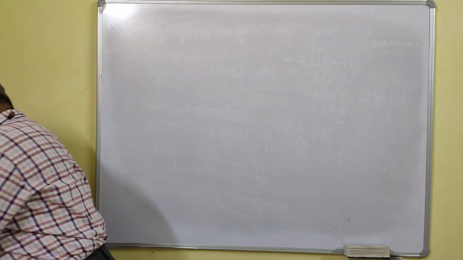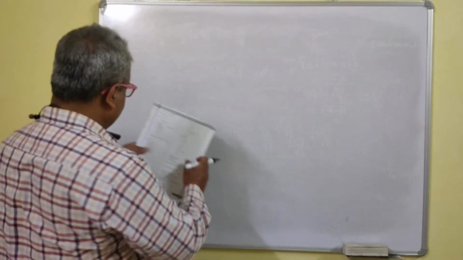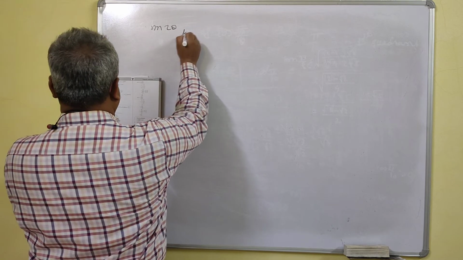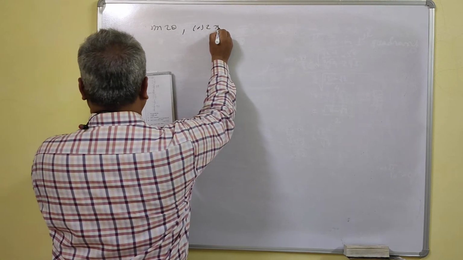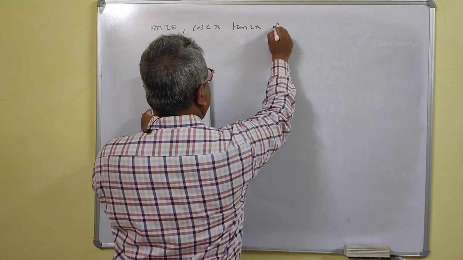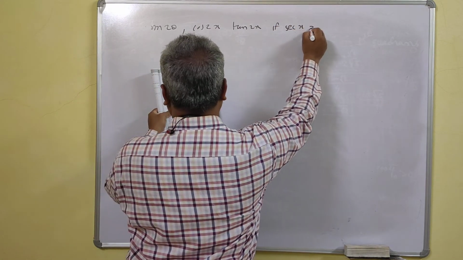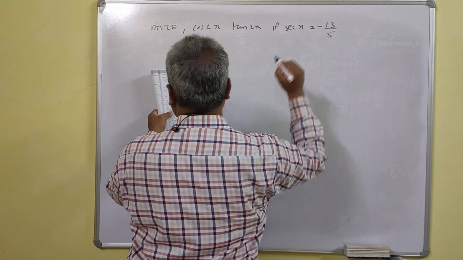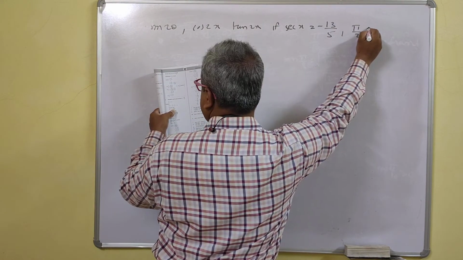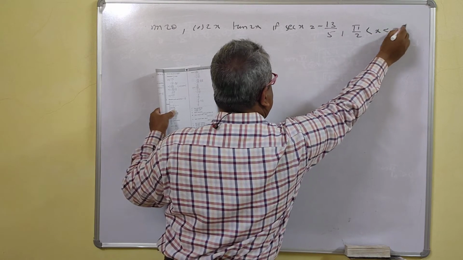We take the next one. Find sin twice x, cos twice x, tan twice x, if sec x is equal to minus 13 by 5, pi by 2 less than x less than pi.